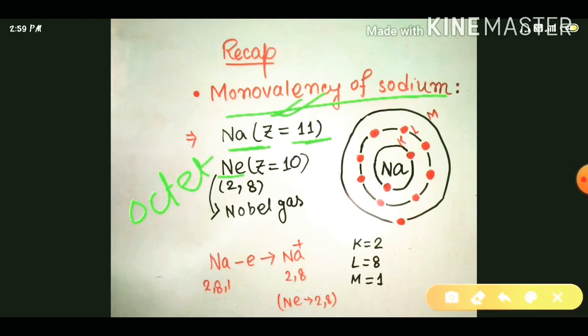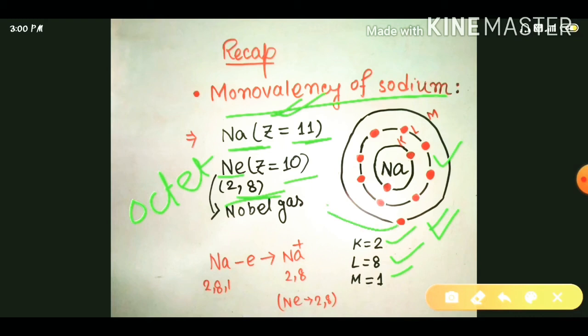So sodium very much wanted to be like neon because its last orbit contains 8 electrons. That means it is octet fulfilling. So here we see the sodium. In K we see 2 electrons, in L 8 electrons, and in M 1 electron in the picture, right?